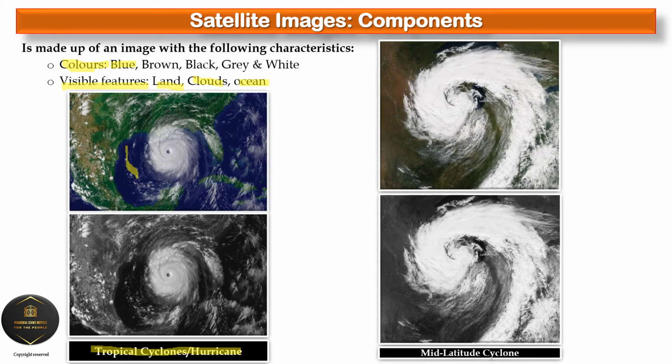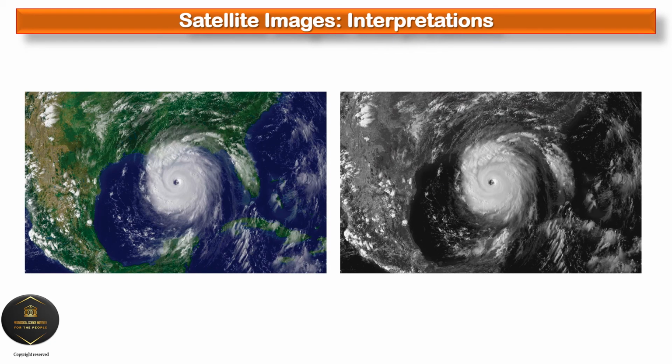The same is true with a different system. So this is a mid-latitude cyclone, and you can notice you see the same colors. A bit of blue there, a bit of blue that side, the white, the green and brown, and the gray here, and white for clouds and all of that. So those are the components you can identify. Now how do you interpret them?